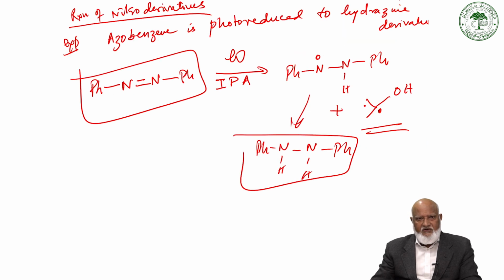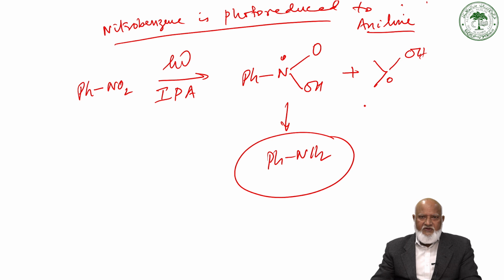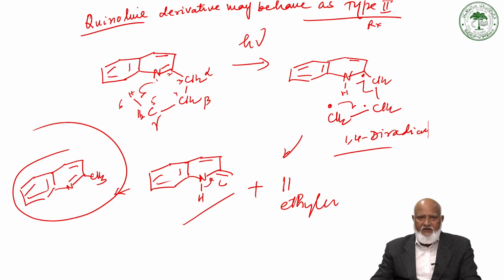Even the photoreduction of nitrogen compounds such as azobenzene to give a hydrazine derivative under photolytic condition, in the presence of isopropanol, has also been reported to give the hydrazine as a product. In the nitrobenzene photoreduction, aniline is the product via ketyl radical formation. Even quinoline has also been reported to behave like a type 2 reaction, as we have seen in the case of carbonyl abstraction of a gamma hydrogen.